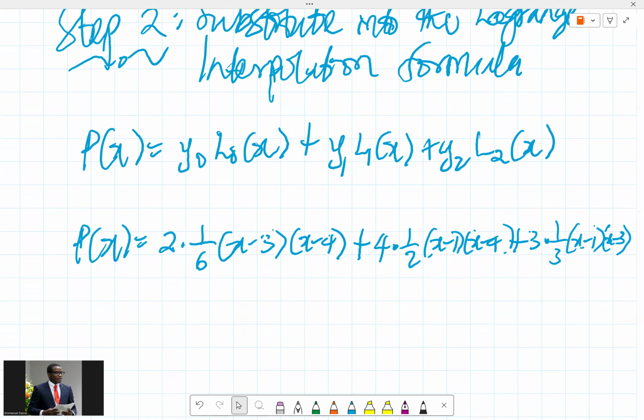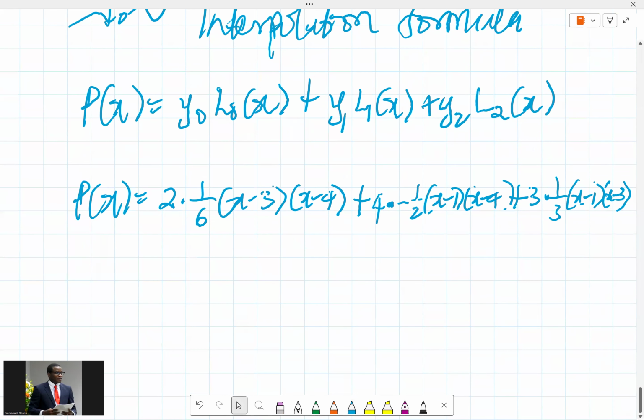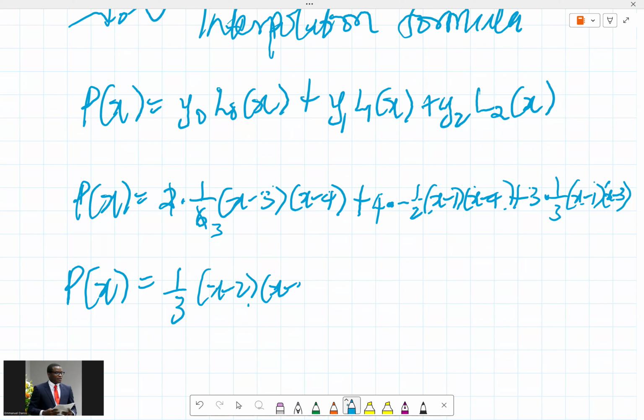How do I do this? Let me find a way to squeeze that in. So we have 4 multiplied by minus 1 over 2 here. Let me distinguish that. 4 multiplied by minus 1 over 2. All right. So we can go ahead now and tidy things up. So we have P of x equals 2 here is 1, 2 here is 3, 3 down here. So we have 1 over 3 into x minus 2, x minus 4.